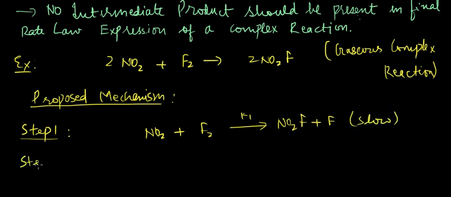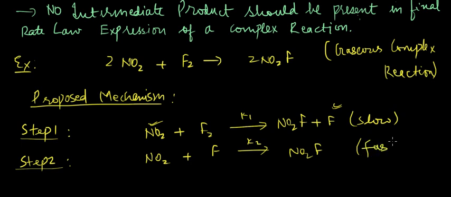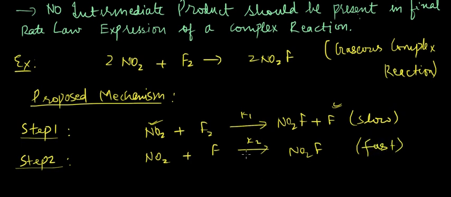And in step 2, NO2 again reacts with F, which was the intermediate in the previous step, with rate constant K2, to form NO2F. This is a fast process.